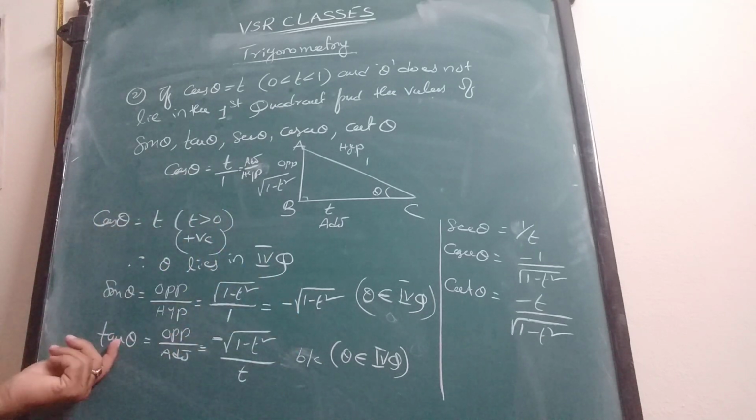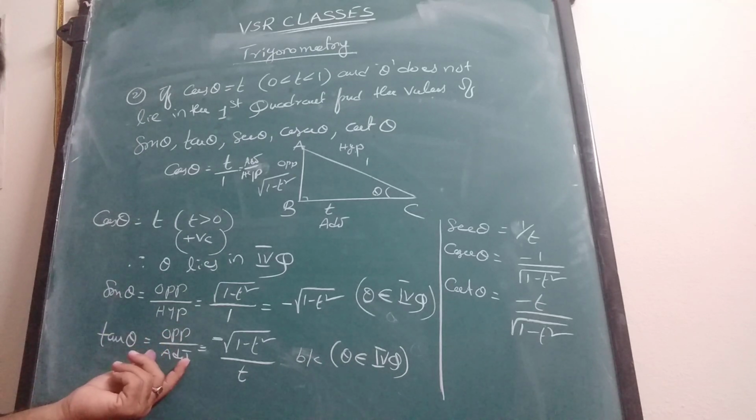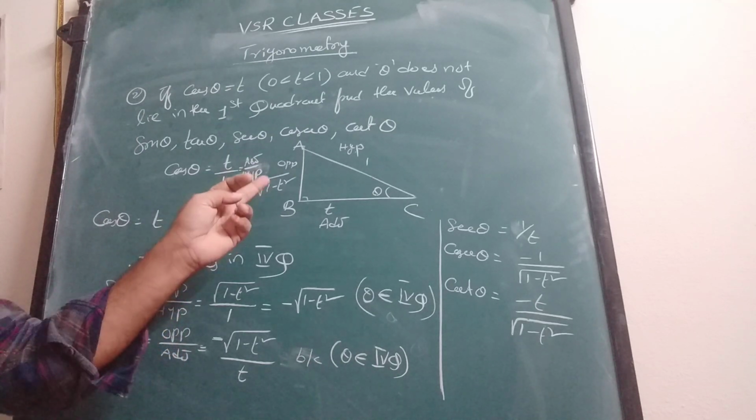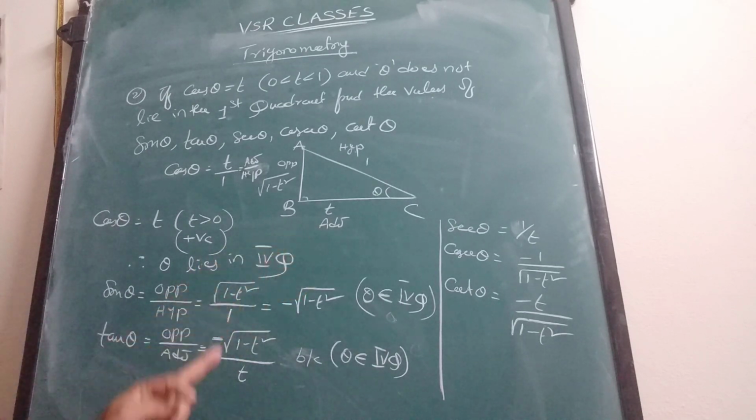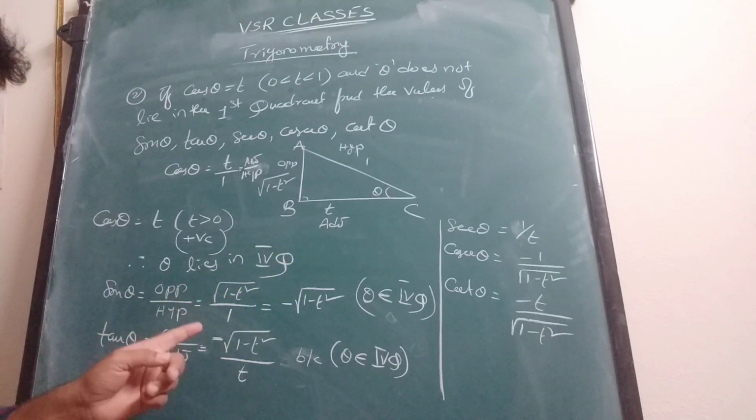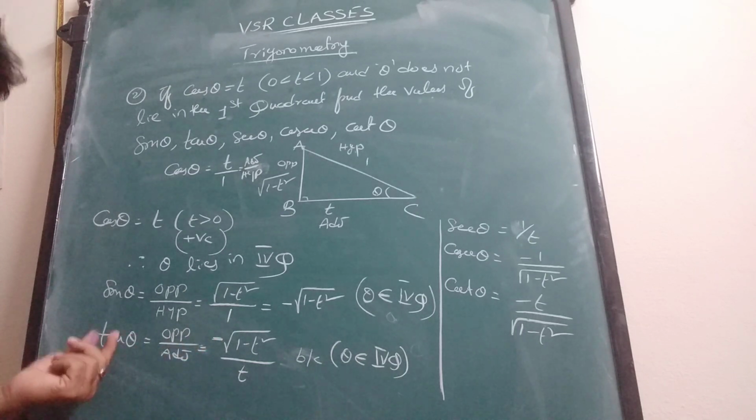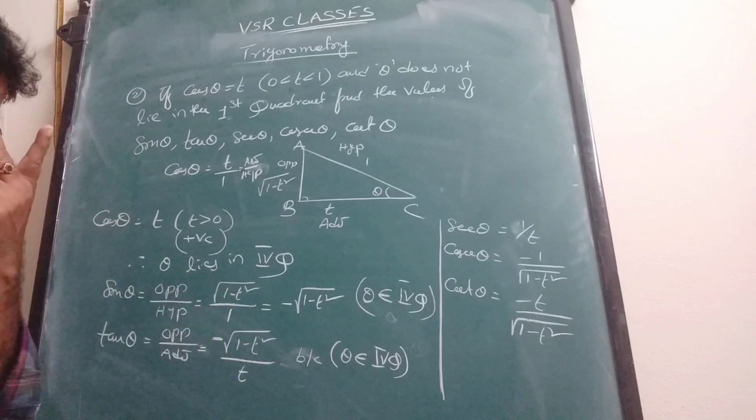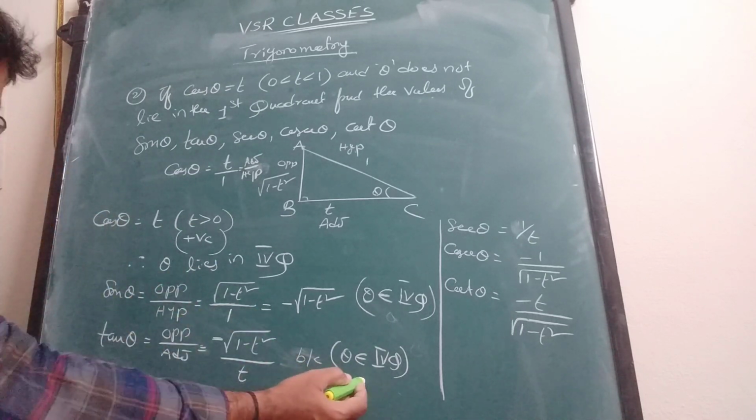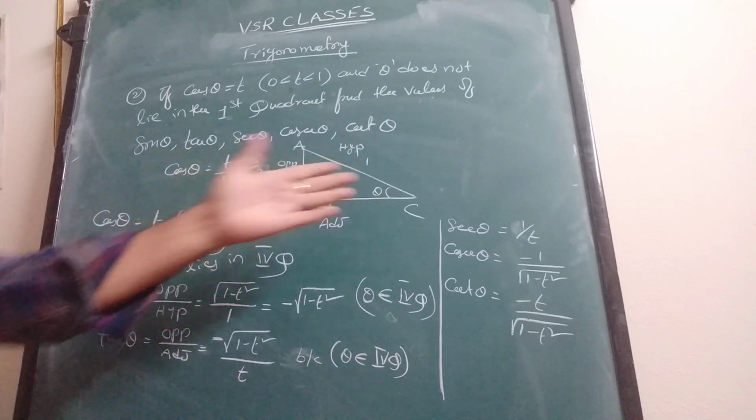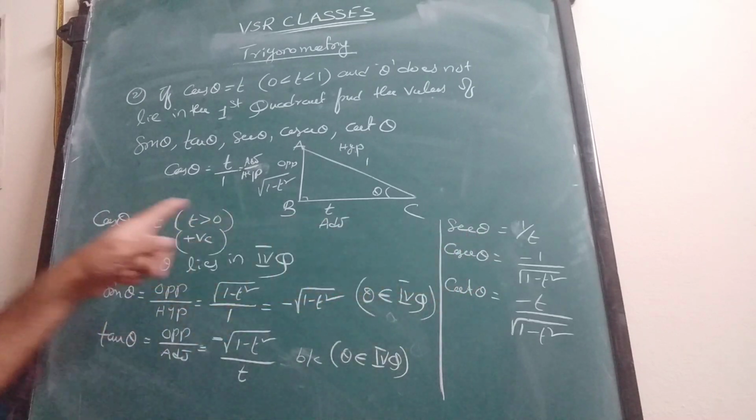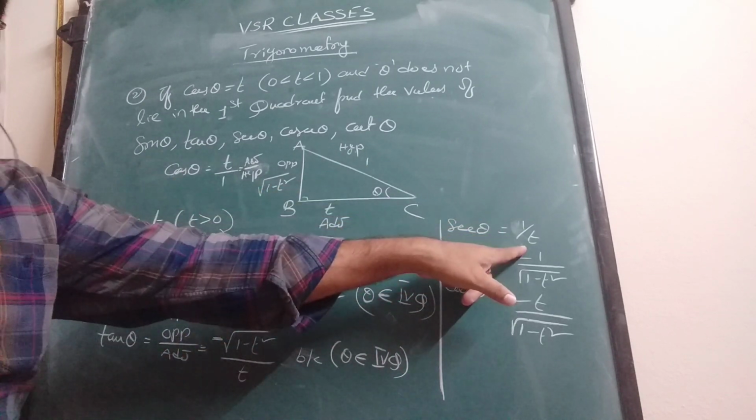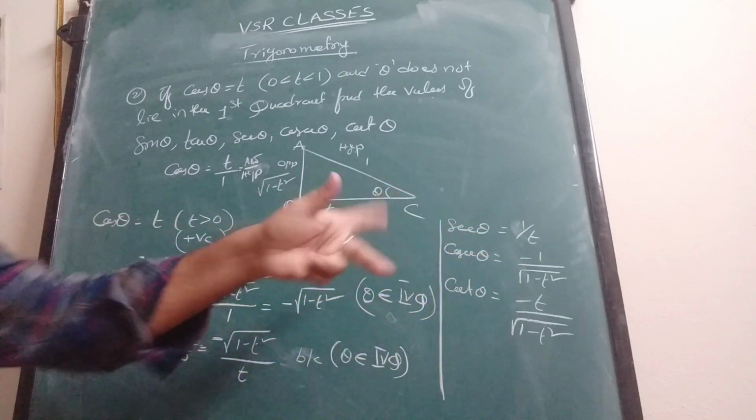Next, tan theta is equal to opposite side by adjacent side. Opposite side already we have. This is under root 1 minus t square by adjacent side is t. But here we have to put negative sign. Why? Because tan is negative in which quadrant? Fourth quadrant. So this I wrote here, and just you make the reverse of this, whatever results we got. Then secant theta is a reciprocal of cos, so 1 by t, and cosecant theta is a reciprocal of sin.